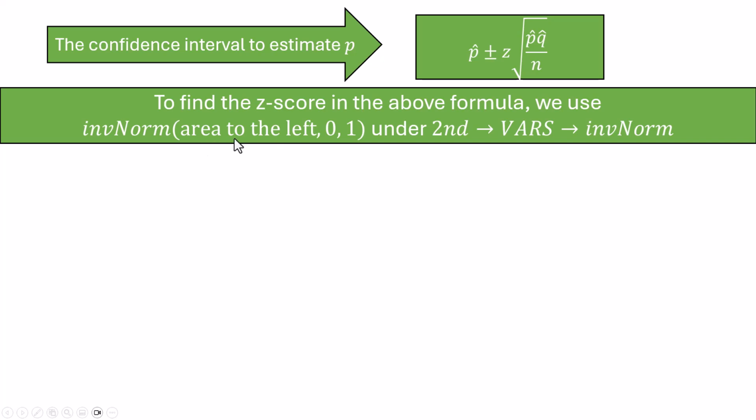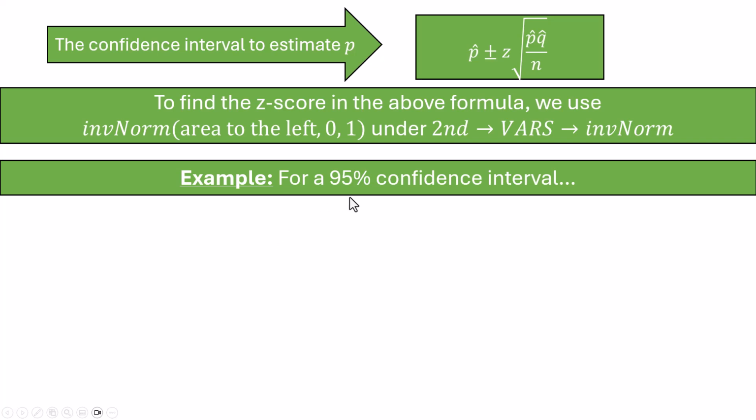First, the area to the left, and then 0 and 1. We will always put in 0 and 1 for the last 2 arguments because 0 is the mean of the z distribution and 1 is the standard deviation. To find this function, we will go to second vars inverse norm on the TI-84 calculator. So really the only thing that we need to determine is the area to the left. This is based on our confidence level.